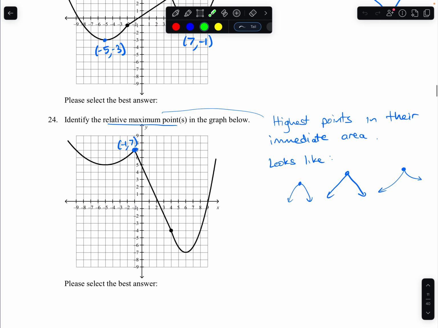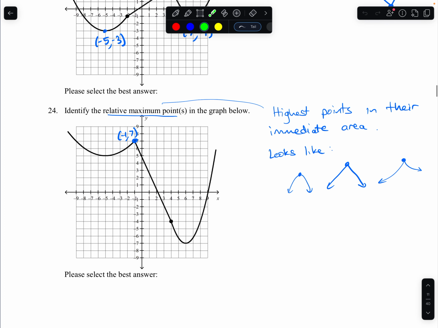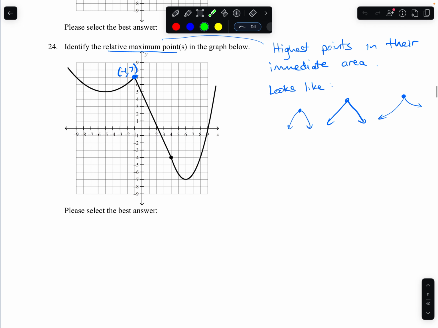Number 24 is asking for relative maximum points, and there's really just one. It's at (-1, 7). I suppose, depending on how you interpret the ends, these could be relative maximums if these are endpoints. It's just not clear if there's meant to be an arrow or not. But if you said these are maximum points as well, I'd be okay with that. On the test, there'll only be one right multiple choice answer, but I didn't give you any multiple choice here.